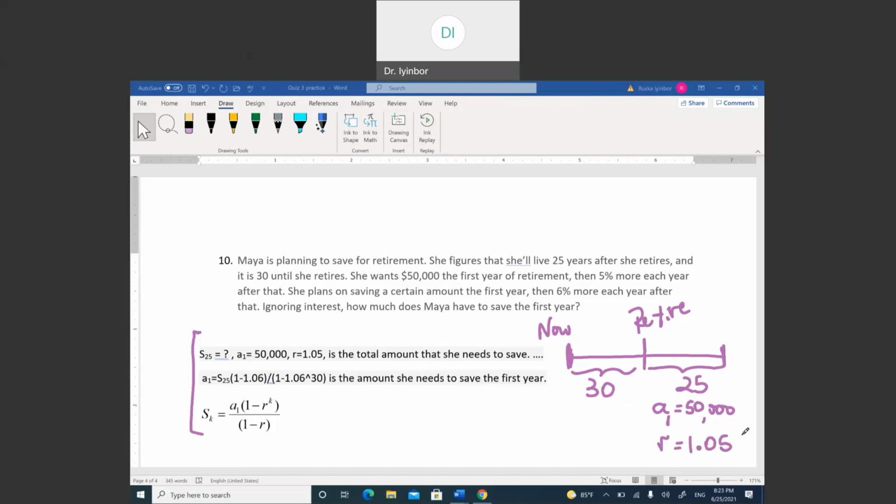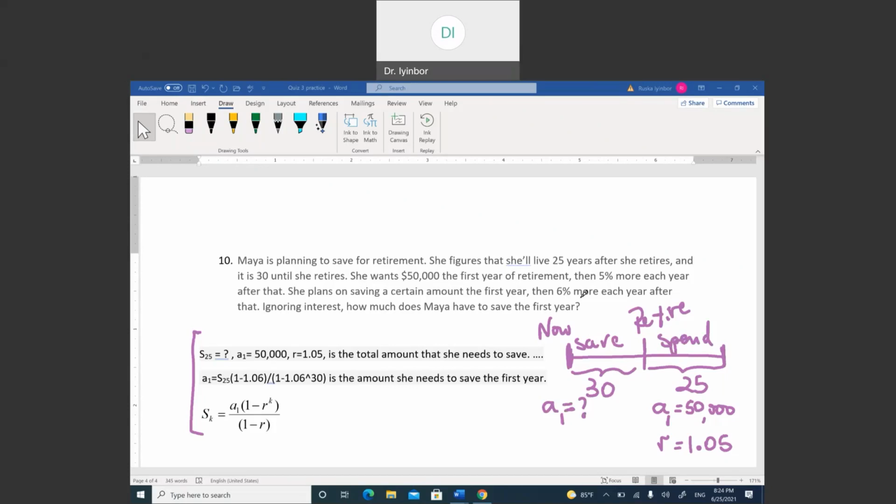She plans to save, so now we're talking about how much she's going to save. We're talking about right now. Okay, she plans on saving. So this is when she saved the money for retirement, and then this is when she spent the money. Okay, so keep that in mind also. So she plans on saving the first year. So we don't know how much she's going to save. We don't know how much she's going to start with, the savings.